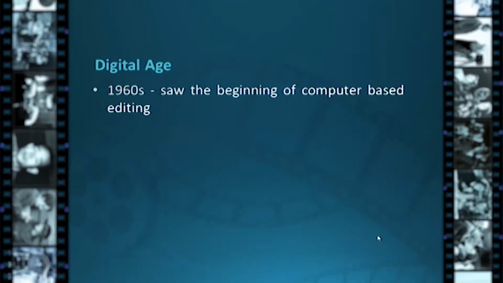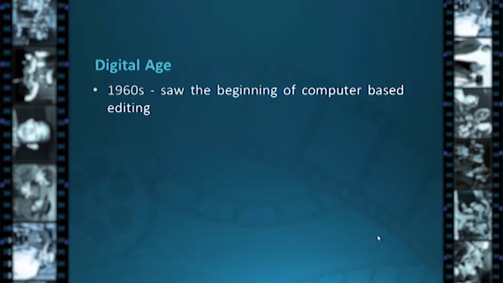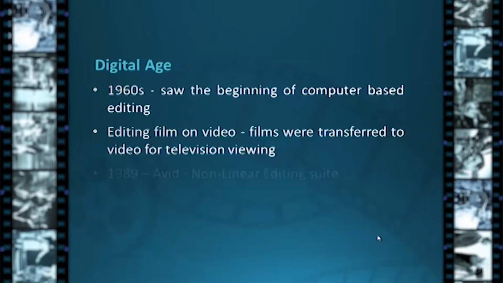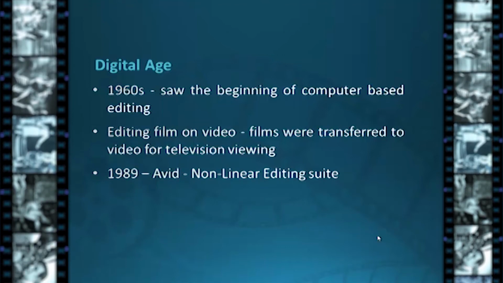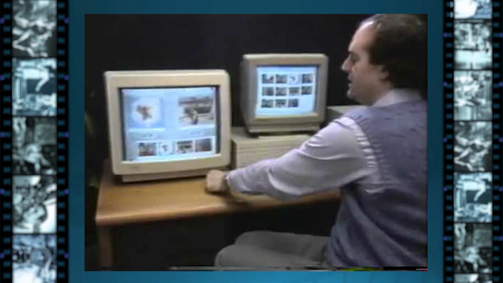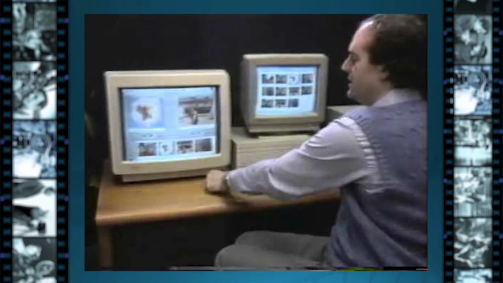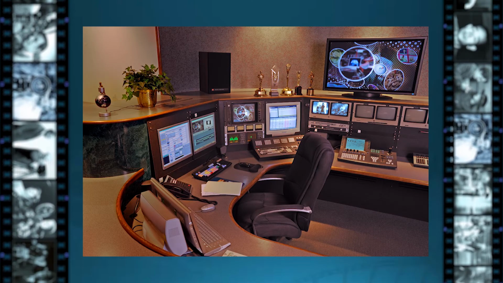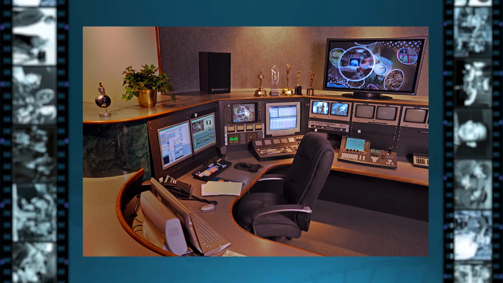Then came, of course, the digital age, the 1960s. It saw the beginning of computer based editing. What computer based editing did was that it gave the editors the freedom to edit the film in a non-linear fashion. So in 1989, Avid came up with its non-linear editing suite. So you could edit the climax of the film first and then move on to the beginning. This freedom to the editor was available through the coming of the digital non-linear editing suites.